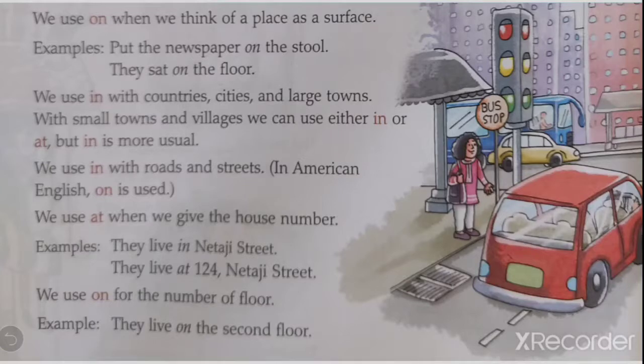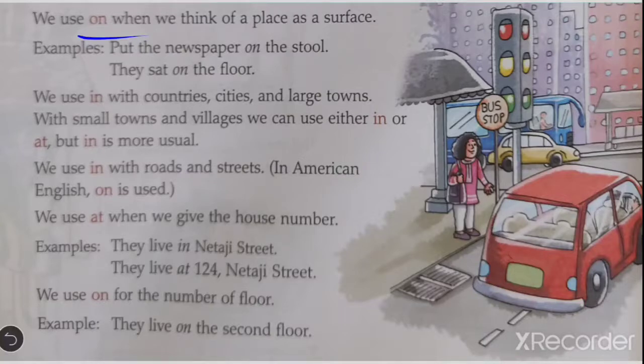We use on when we think of a place as a surface. Put the newspaper on the stool. They sat on the floor.